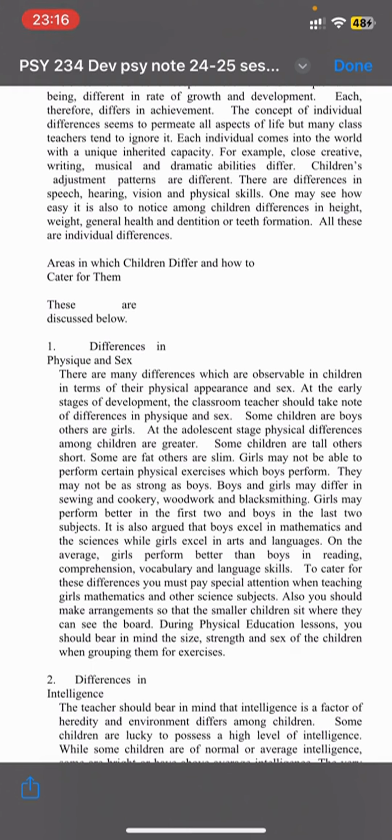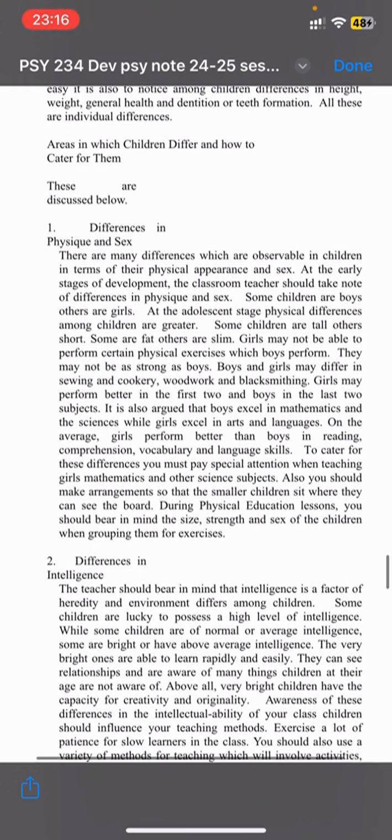To cater for these differences, the lecturer or teacher must pay attention to girls during maths or science subjects, and they should also cater for boys during art subjects, I guess. Also, you should make arrangements so that smaller children sit where they can see the board. So you, as teacher, you cater for their different needs, different in intelligence.